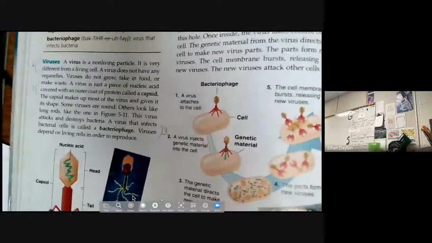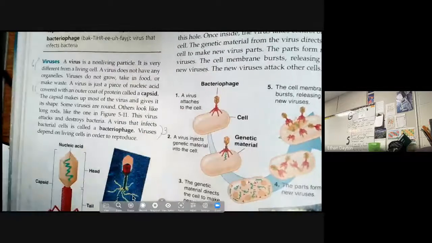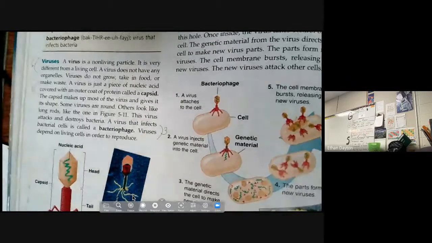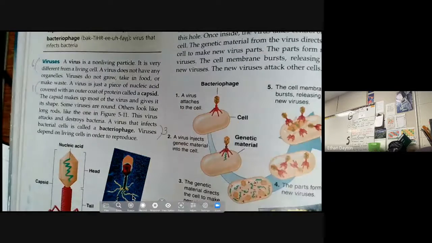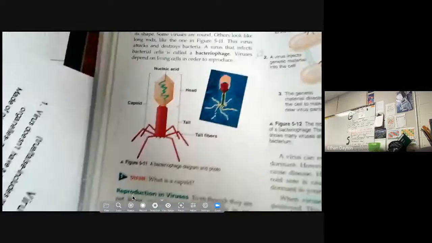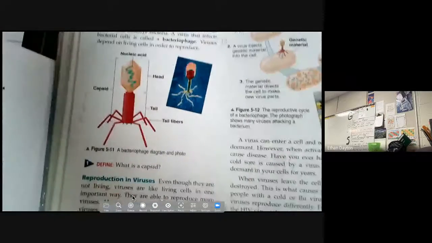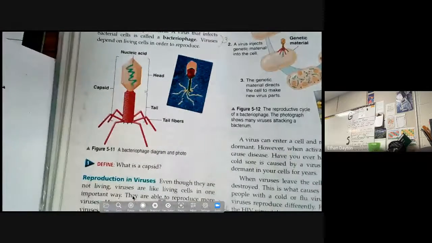So in that paragraph, it said a number of things of why some people do not consider viruses to be living. They don't grow, they don't take in food or make waste. Okay, but they can reproduce only with the help of a host. All right, next paragraph is titled Reproduction in Viruses. And here is a picture, a drawing of a bacteriophage.